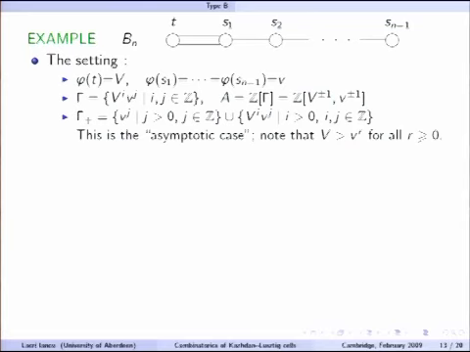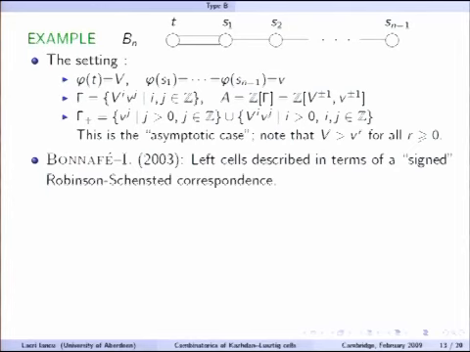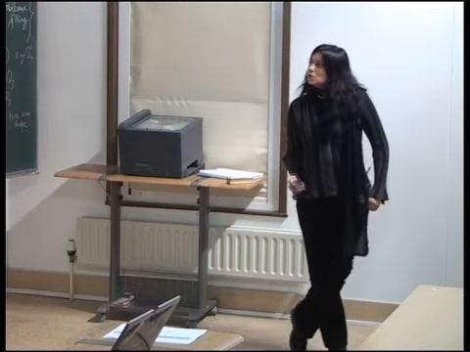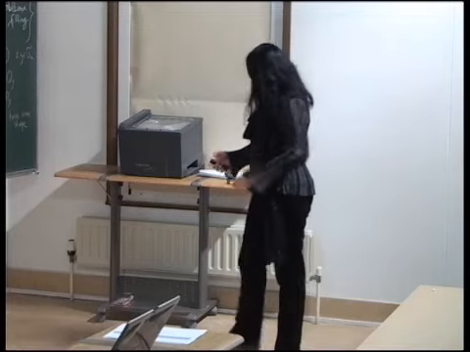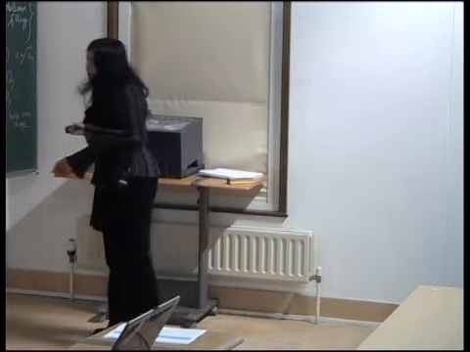Remember, in order to have a Kazhdan-Lusztig theory, you have to decide something about that. So this is what we decided there. This is one case that we studied. And it turns out that this is the one case which is very similar to type A. So we are in type B, but this has a very similar behavior to type A. One thing with similar behavior is that the left cells are described in terms of a signed Robinson-Schensted correspondence.